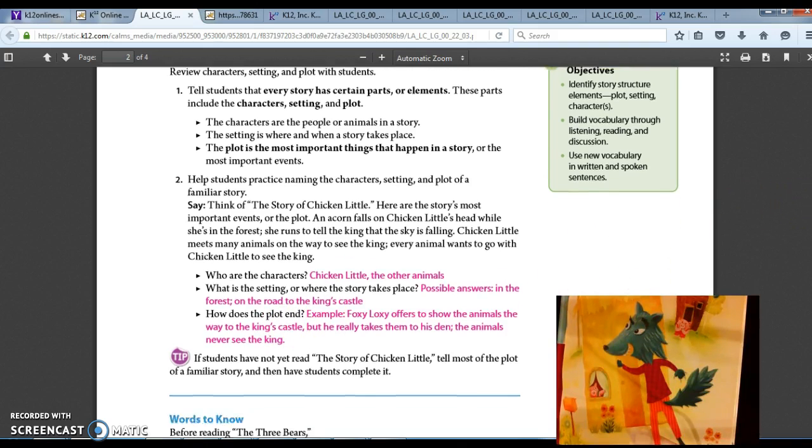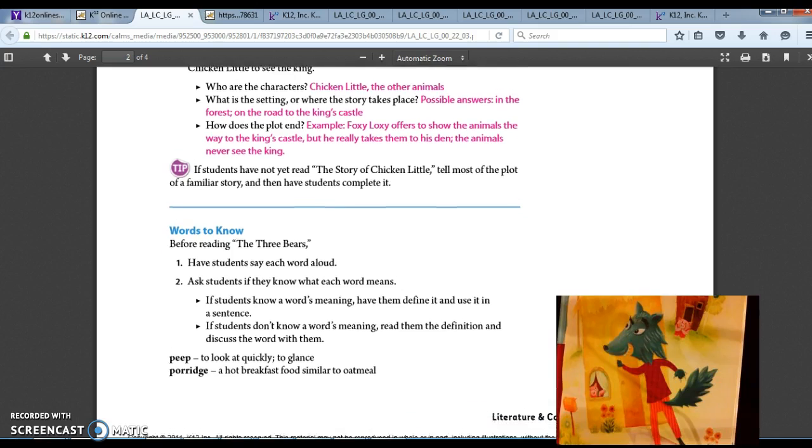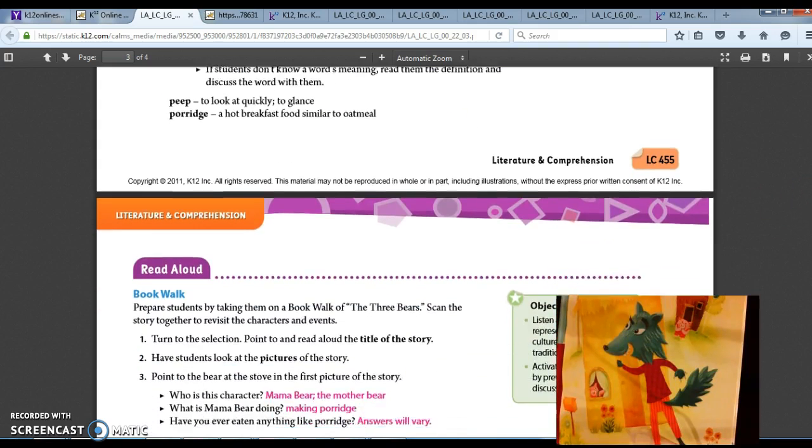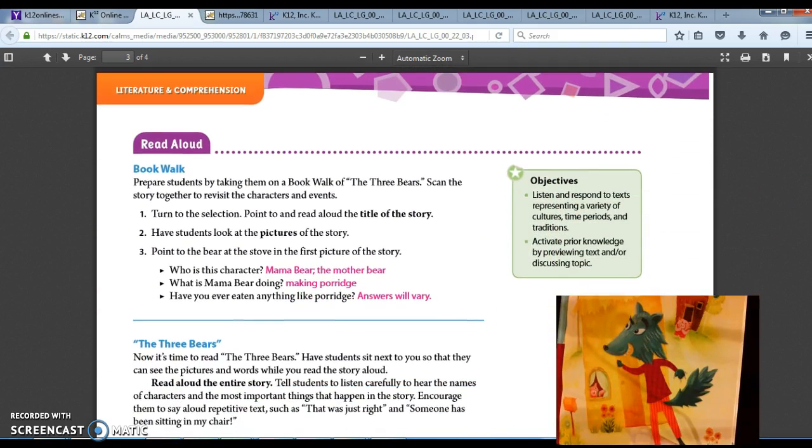All right, we're going to continue on with our story, The Three Bears. Once again, learning coaches, if you're doing this lesson on a different day than you did lesson 2, you will want to reread The Three Bears. You will want to go over the new words peep and porridge again. You will also want to do a book walk through the story. You will want to look at the title of the story. You will want to look at the pictures of the story.